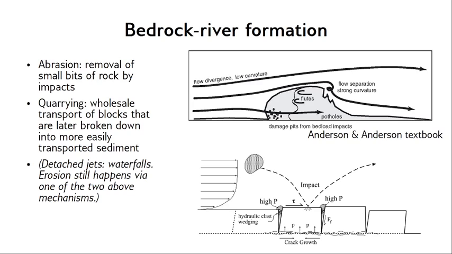The third one, which isn't pictured here, and I'll talk about in the last couple of slides, is detached jets. These are waterfalls. As I mentioned, these only really occur in these detachment-limited bedrock systems. In these, erosion still happens via one of the two above mechanisms, but I think it's important to mention because waterfalls are these big charismatic features, and they also are where there's a significant amount of bedrock erosion focused.